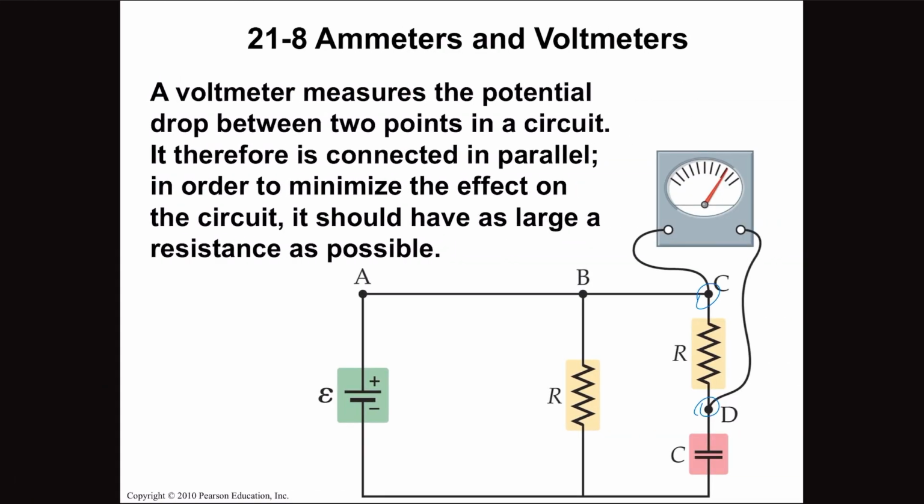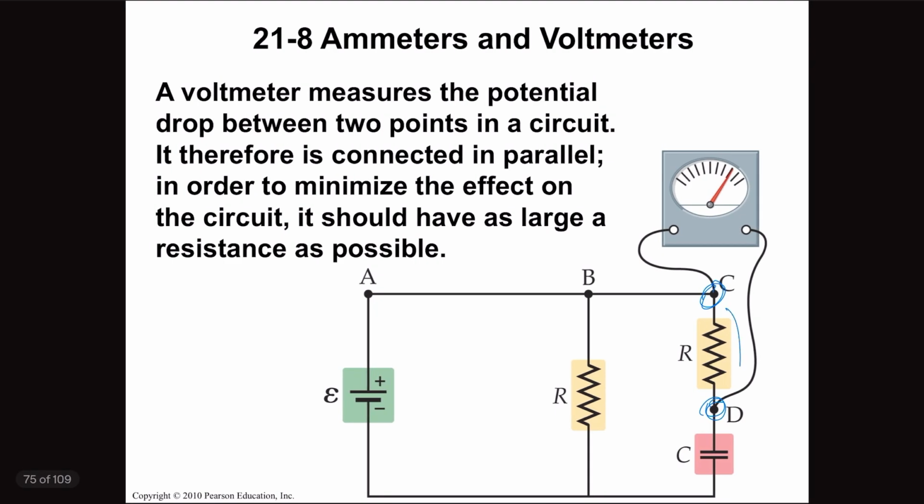Parallel, however, they have the same voltage. So you're actually reading the voltage drop across this resistor. The voltage drop across this will be the same as the voltage drop across your voltmeter, and therefore it can read the same voltage.